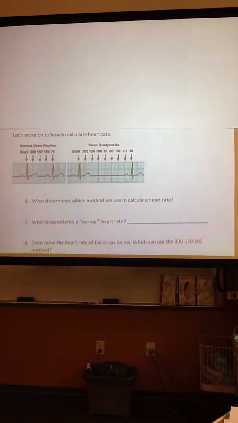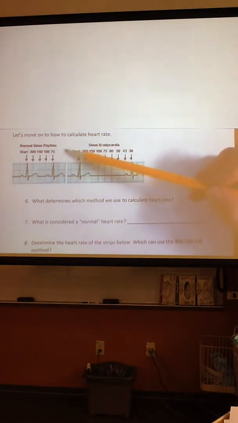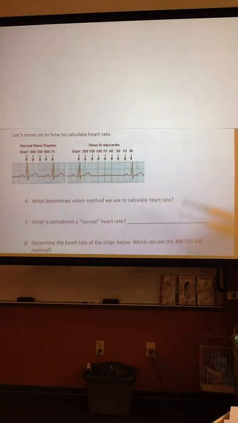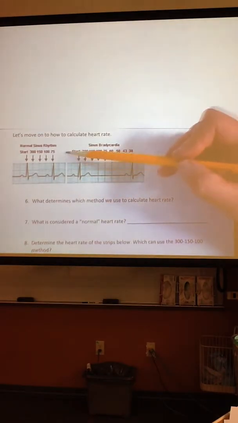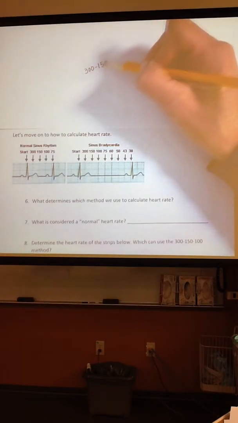There are several ways to calculate heart rate, and they are determined by whether it's a regular or an irregular heart rate. This is actually two strips we're looking at here, which is a little confusing, but what they're showing is what's known as the 300, 150, 100 rule.